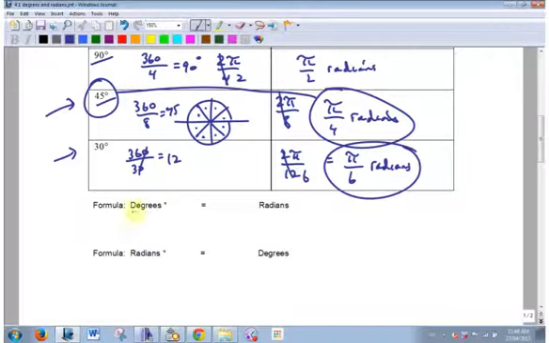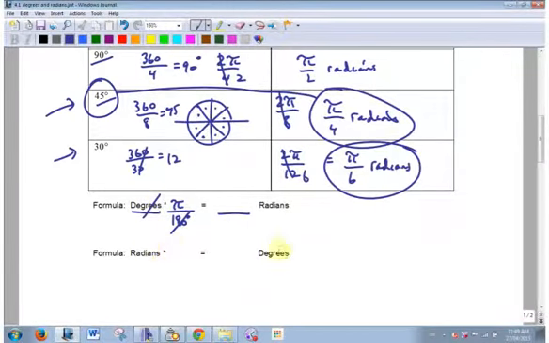So if you have something in degrees, you're going to times it by, I want to cancel out degrees. So the only way I'm going to cancel that is if it's on the top and the bottom. That's what you do. You times it by pi over 180, and then you get something in radians, okay? Because the degrees cancels out.